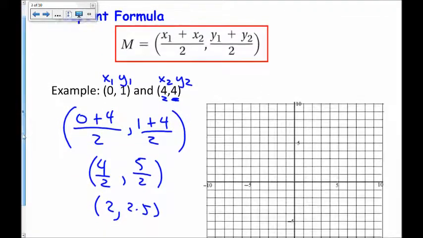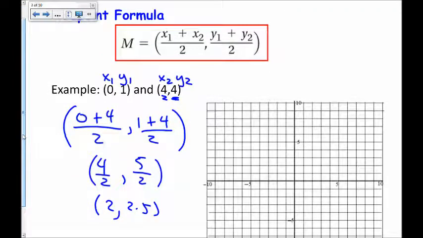On a graph, here's the point 0, 1 and the point 4, 4. You can draw the line and look for what would be right in the middle. This length is 4, which is an even number, so I go halfway in between, about right there. That's more of an estimation. The formula is probably a little more exact, but this is a good quick way of doing it if you already have it graphed.